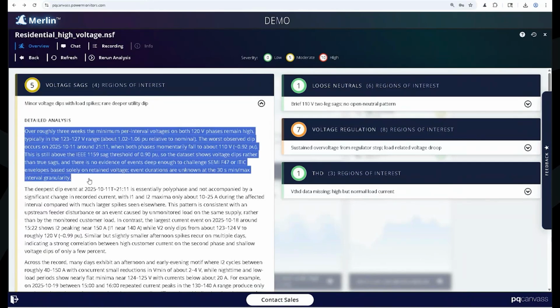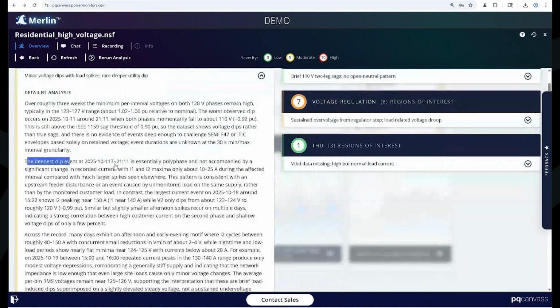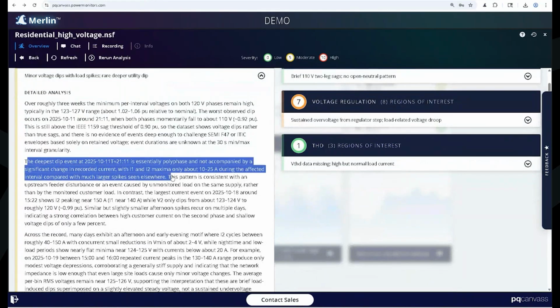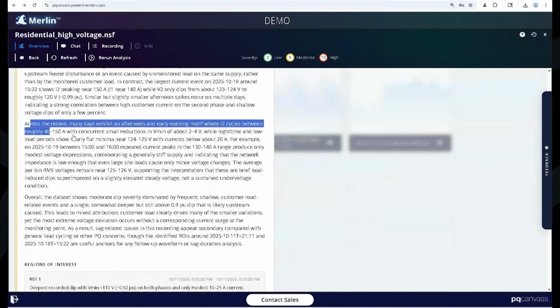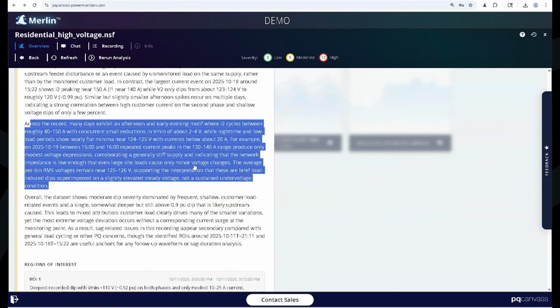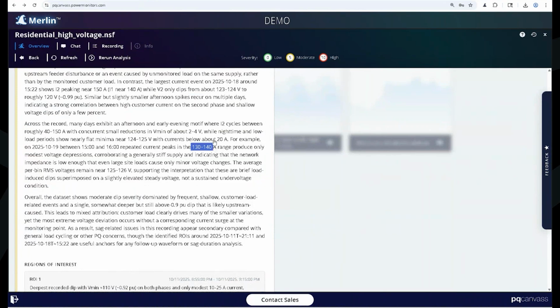And then here it's telling exactly what it saw, when it saw. Here's where it saw the deepest sag. It's not accompanied by a significant current change, so it knows it's from the utility side. And then here is what it saw with customer load. So we see current spikes in the 130, 140 amp range that are causing 2 to 4 volt dips. So Merlin does this analysis for you.